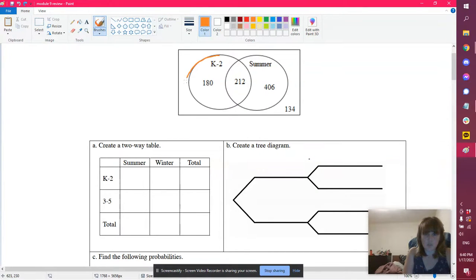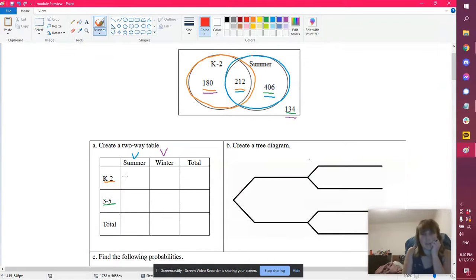K through 2, so everything in this orange circle is kindergartners through second graders. And then everything out of this circle, so the green stuff, is third through fifth graders. And then everything in the blue circle is summer. So these two numbers are summer. And then everything underlined in purple must then be winter. Cool.